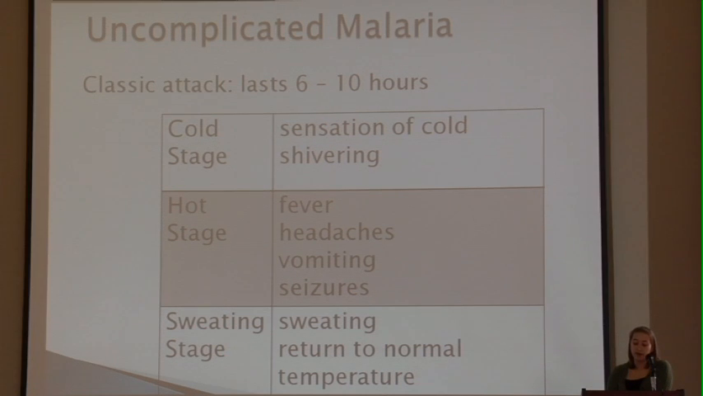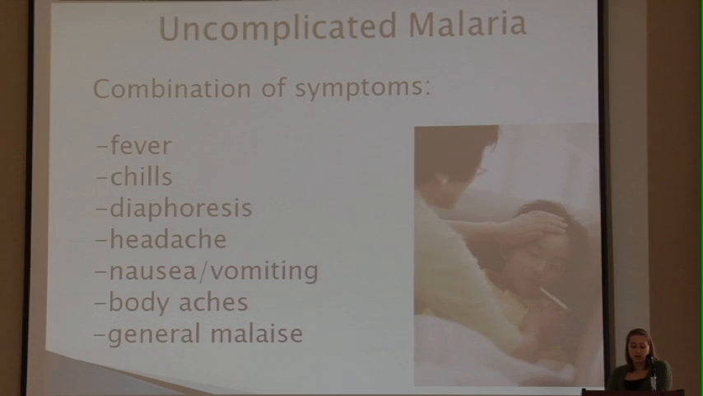There are 2 types of malaria, the uncomplicated form and the severe or complicated form. The classic malaria attack lasts between 6 to 10 hours and has 3 stages. First is the cold stage, which consists of a sensation of cold and shivering. The next stage is the hot stage that includes fever, headaches, vomiting, and even seizures in young children. And the last phase is the sweating stage. In this phase, a person experiences sweating, followed by a return to normal body temperature. These attacks can occur every 2nd or 3rd day, depending upon the type of parasite that's causing the illness. And though it's considered the classic malaria attack, these stages are rarely observed.